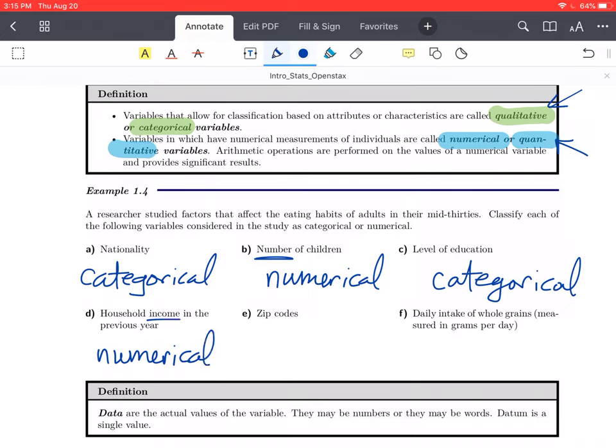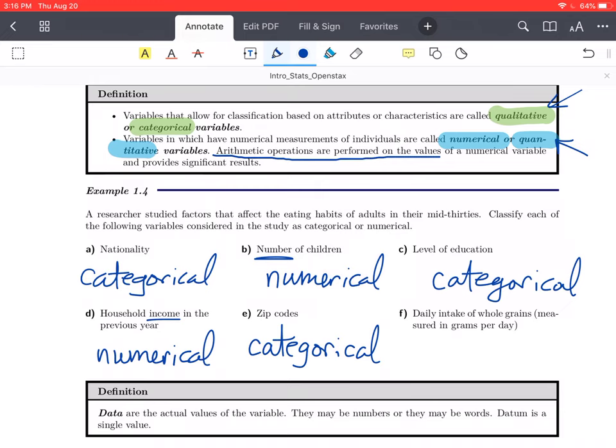Okay, zip codes. Now zip codes are an interesting one, because zip codes are numbers. Whatever your zip code might be is a string of five numbers. But when we're studying them, the number itself is not treated numerically. If you look back at the definition, arithmetic operations are performed on these values. We don't add zip codes together. We don't divide by a zip code. A zip code is actually just telling us where something is. If you were to take the entire Orange County and divide it up by zip code, it would give you different regions. So even though they are numbers, zip codes are actually categorical, because what they symbolize is a region, a location, not something numerical.